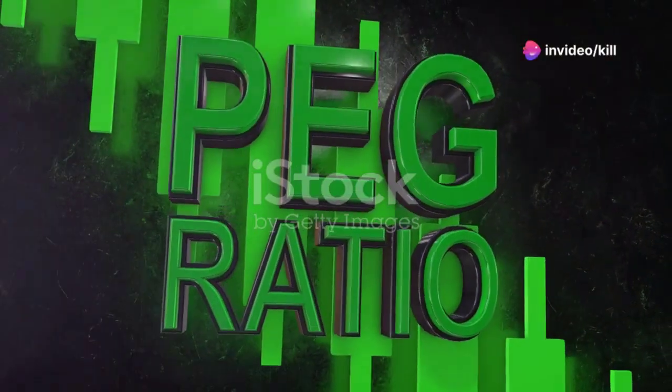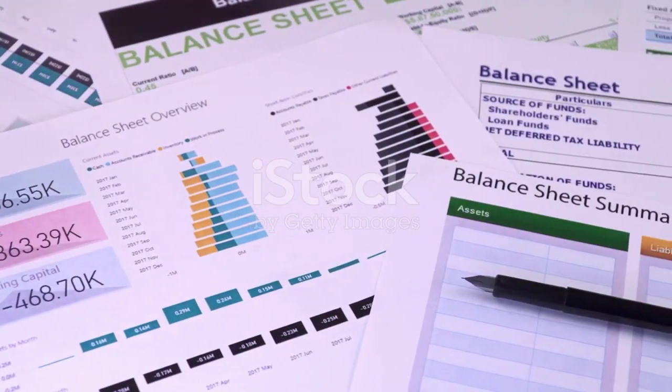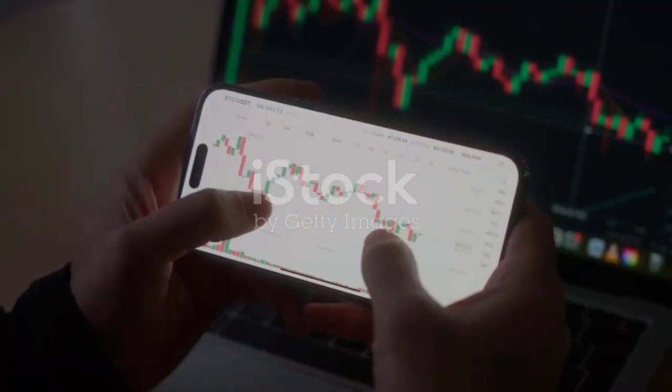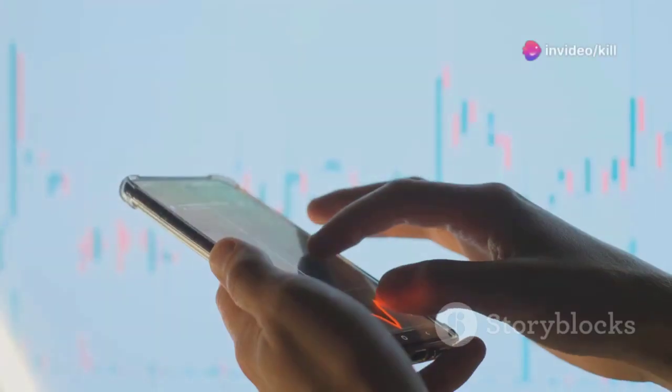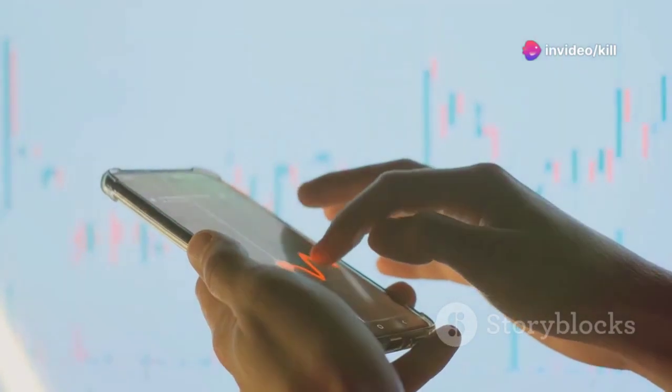Valuation ratios are like financial X-rays for stocks. They help us peek inside a company's financial health and determine its worth. Think of them as tools to compare different companies, much like you'd compare apples to apples. By understanding these ratios, investors can make smarter decisions about buying or selling stocks.